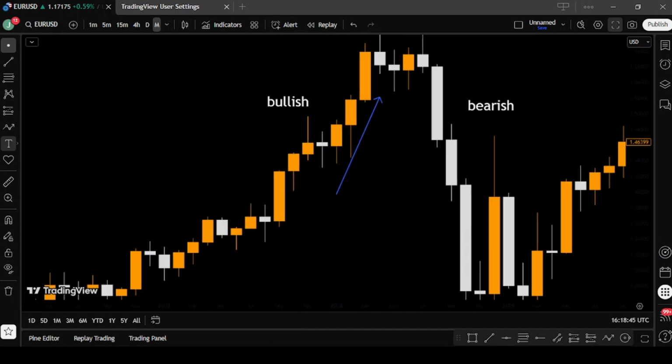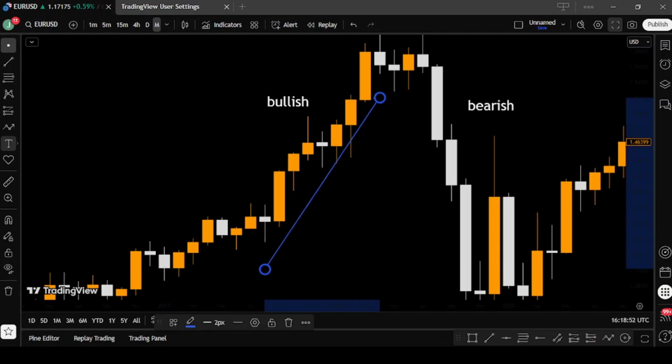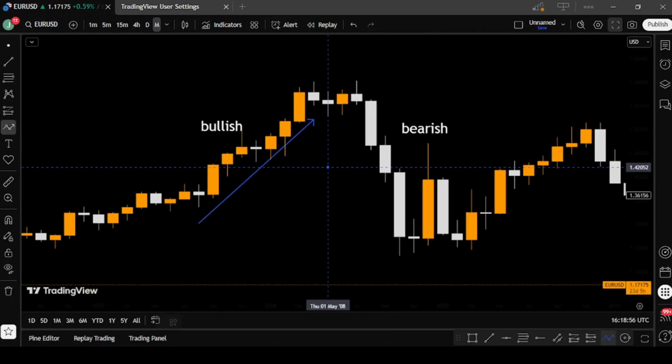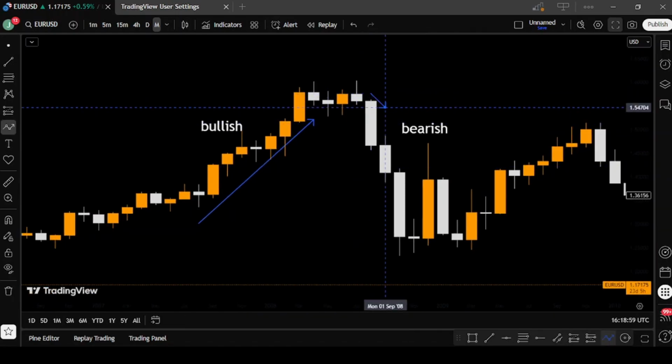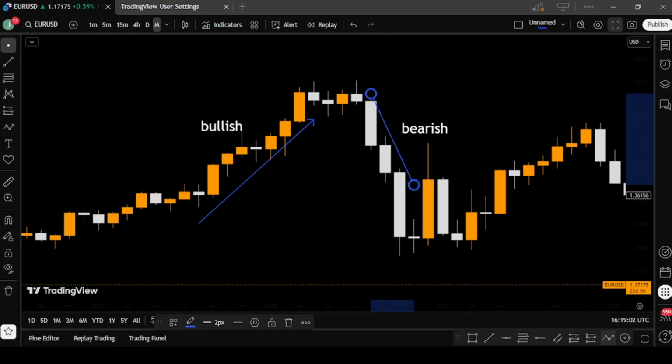If you see the formation of all these candles on the left, you can see that the price is going up. And the formation of these candles on the right, the price is coming down. So this is a bullish market and this is a bearish market.